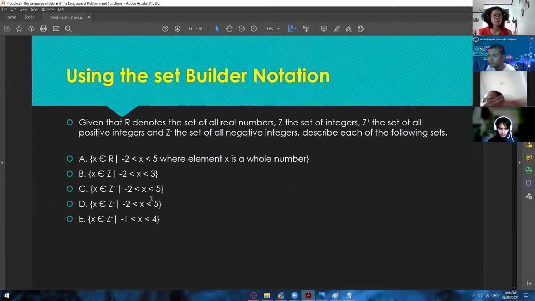So how about letter C? I'll not read it anymore, so I'll leave the analysis part to you. What is the answer in letter C? We have Z plus only.